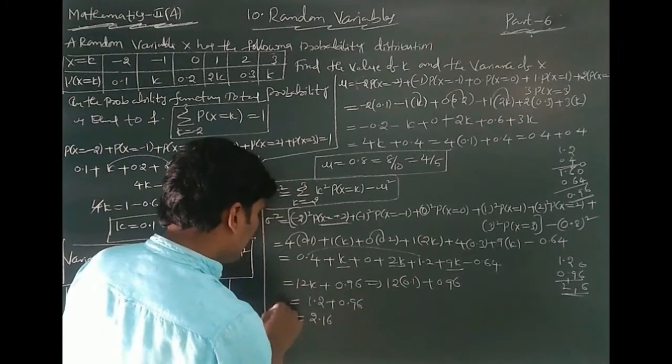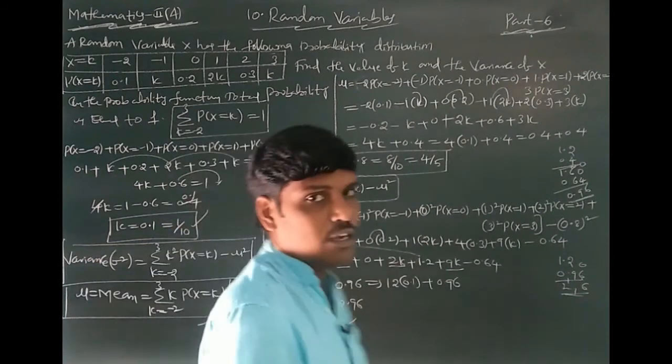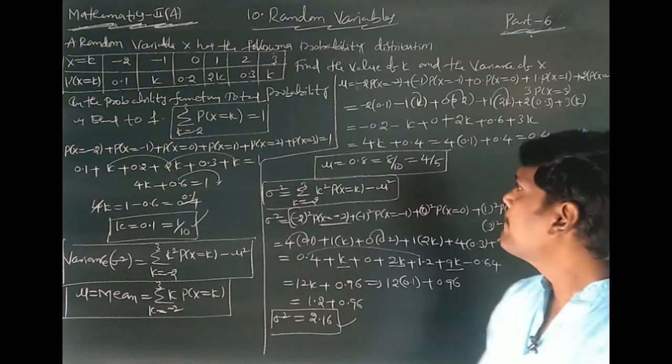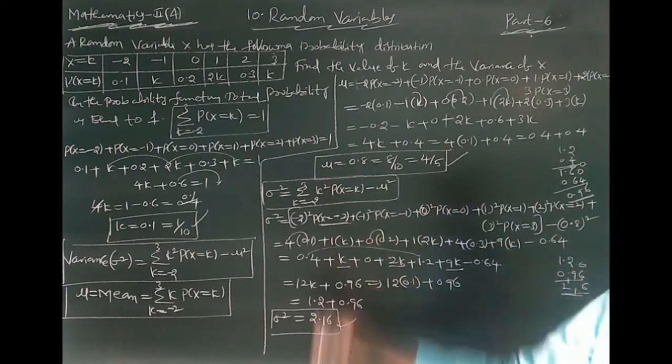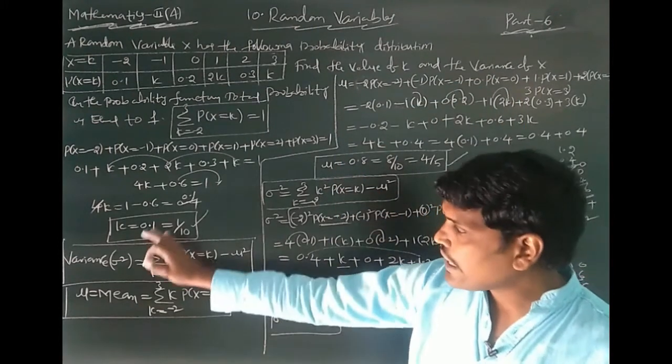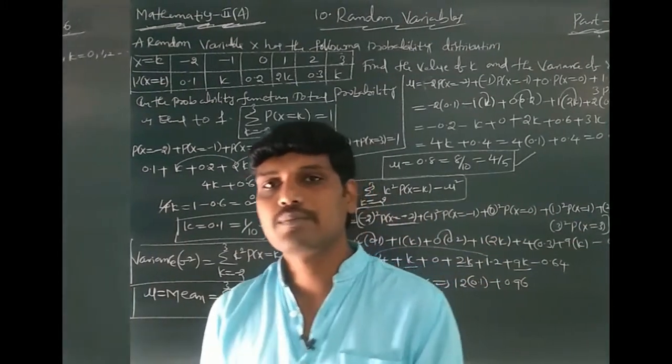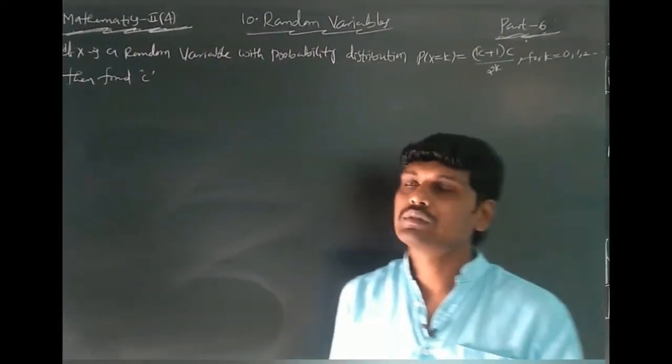2.16 is the variance of the given probability function. Mean is 0.8, or 8 by 10, or 4 by 5. K value is 1 by 10. Understood or not? In this way, you can do the previous problems. Next problem.